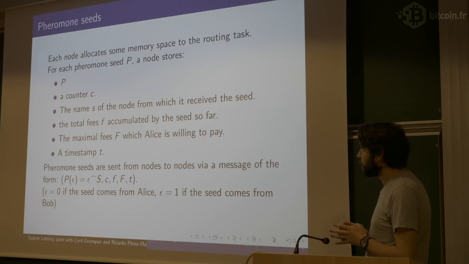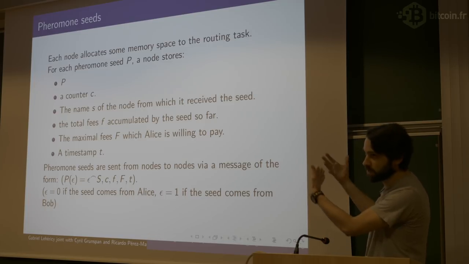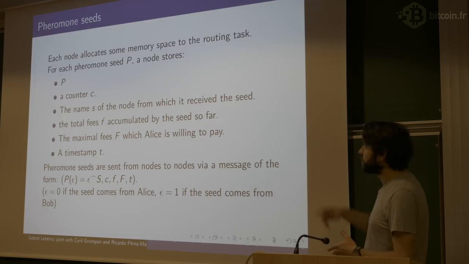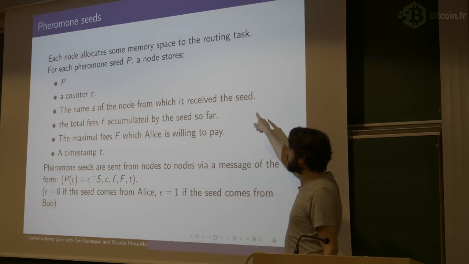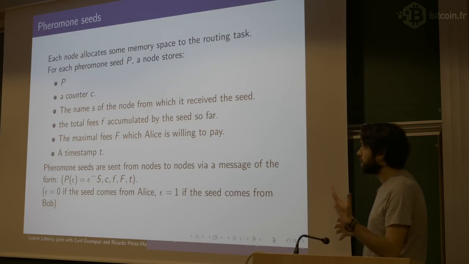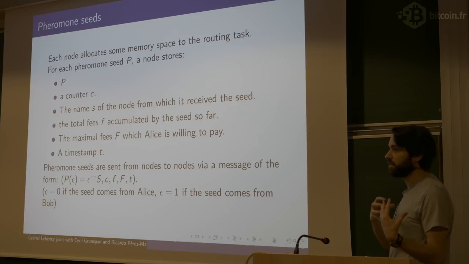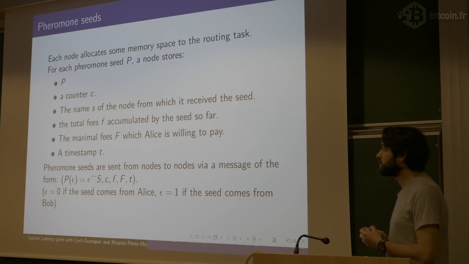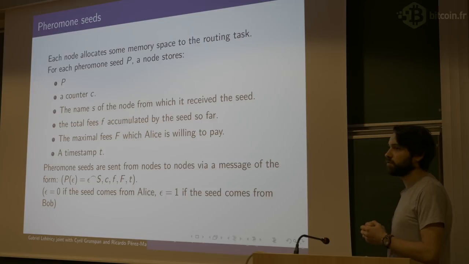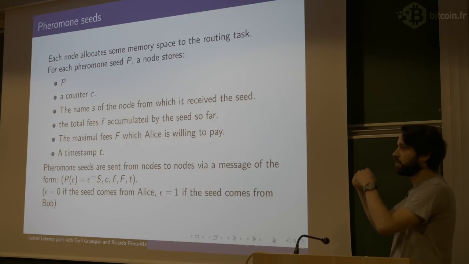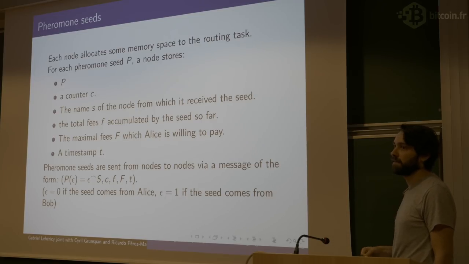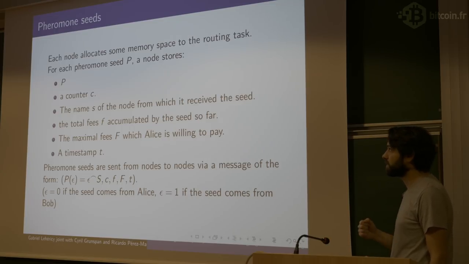Now, if we look at the pheromone seeds, what do they need to keep in their memory? Well, they keep the pheromone seed itself, of course. Also, a counter. I already explained why we need to add the counter. They also need to keep in memory the name of the node from which they received the seed. This is because when they receive a match, the match needs to go back to Alice. And so if they want to trace back the route to Alice, they need to keep in mind who sent the seed.